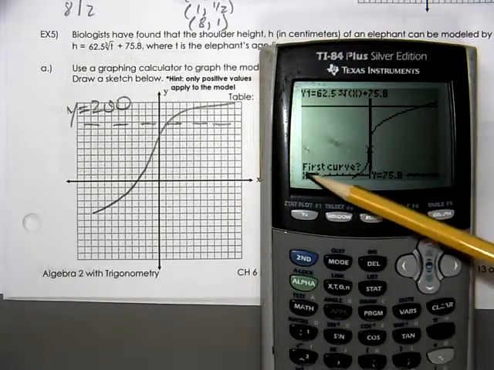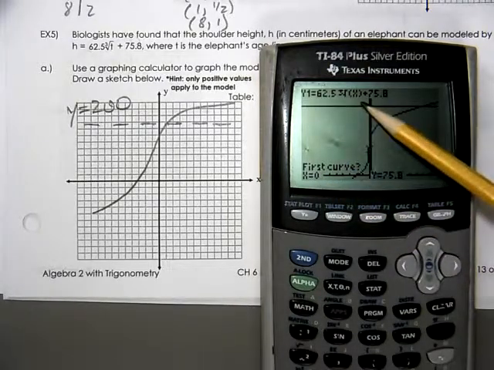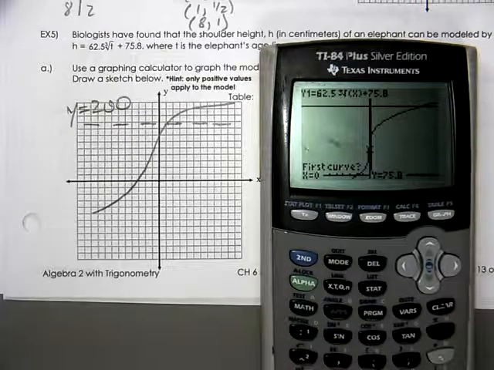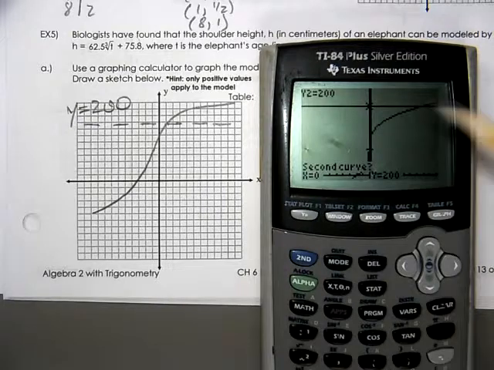Now it's asking you some questions. It says first curve. What that means is your first equation. Is this one of the equations you're working with? And the answer is yes, so we hit enter. Is this the other equation that we're working with? We only have two equations. Of course it is. Hit enter.